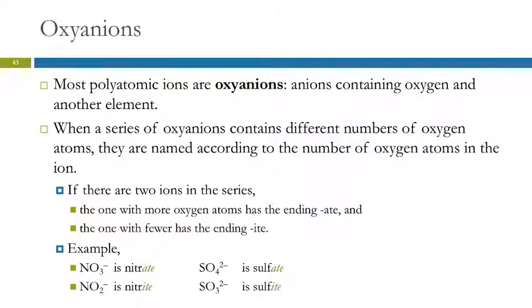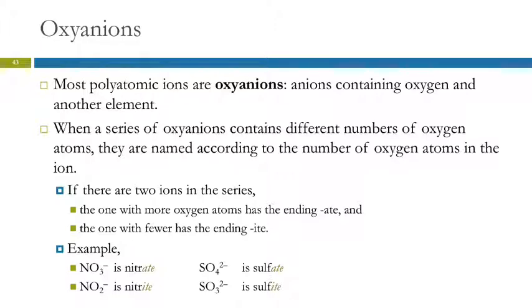So these oxyanions are ones that have a nonmetal and oxygen. And there are a series of them, and there is a pattern of the naming within the series. So the one that has more oxygen atoms ends in "ate," and the one with fewer ends in "ite." So if we look at NO3 minus and NO2 minus, my pointer gets stuck there. Isn't that awesome?